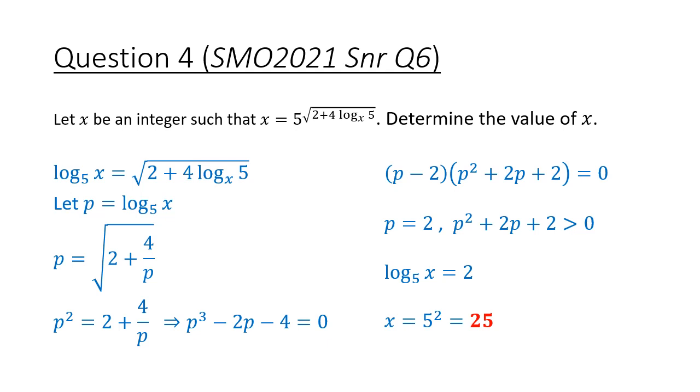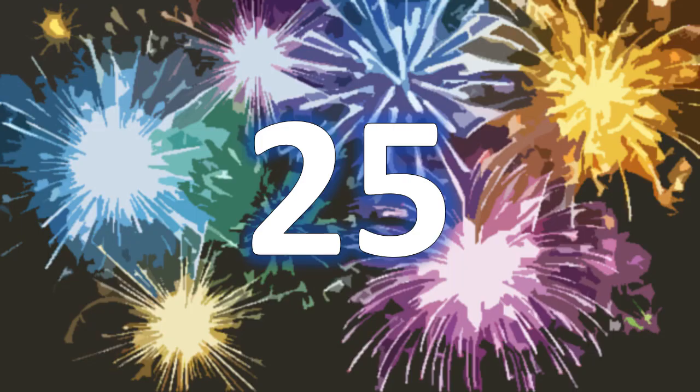So we let p equal 2. That tells us that log base 5 of x equals 2. And we can convert the log equation back into its index form. So x is equal to 5 squared. And the final answer is 25. So did you get the answer?